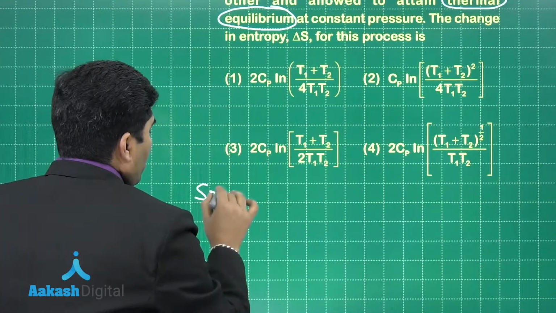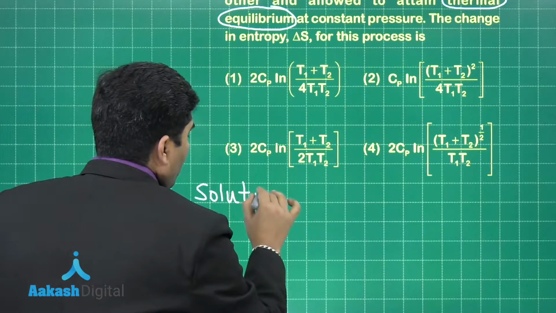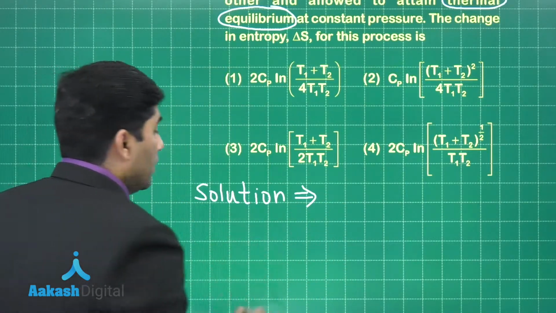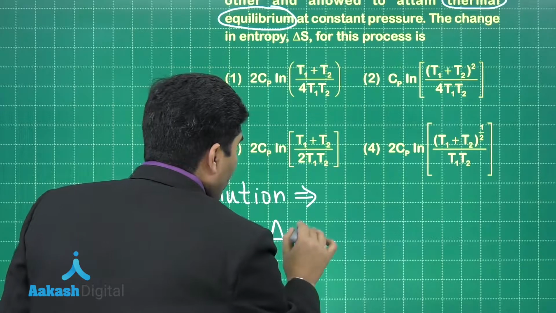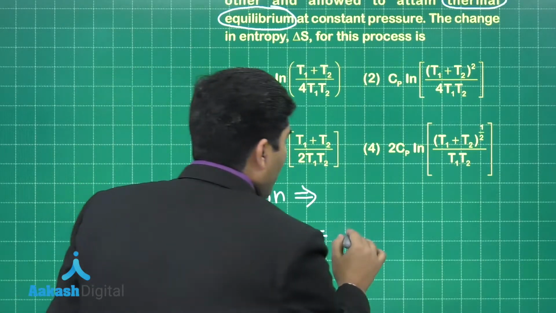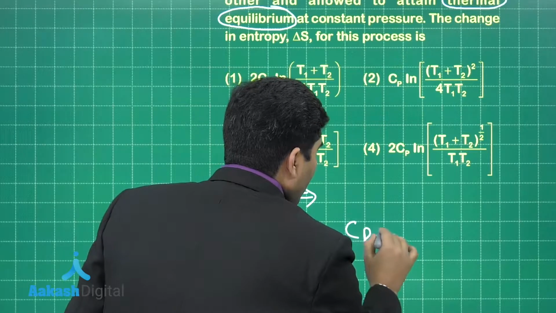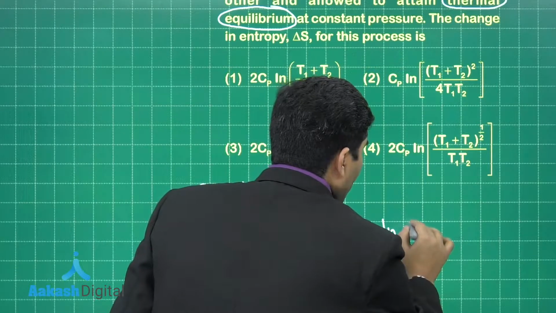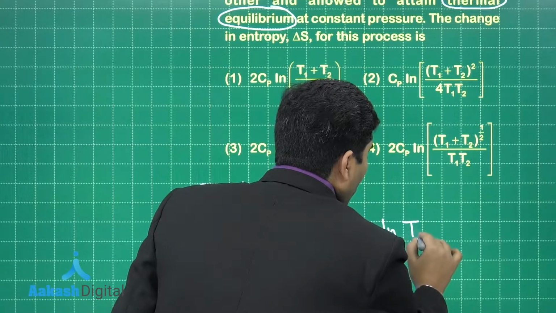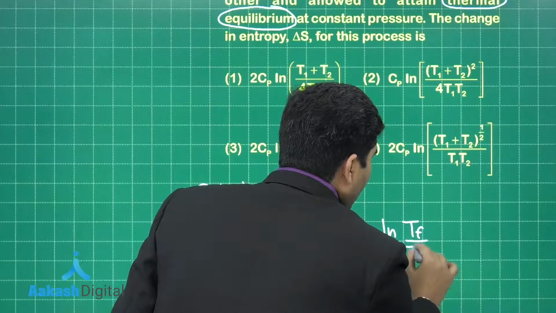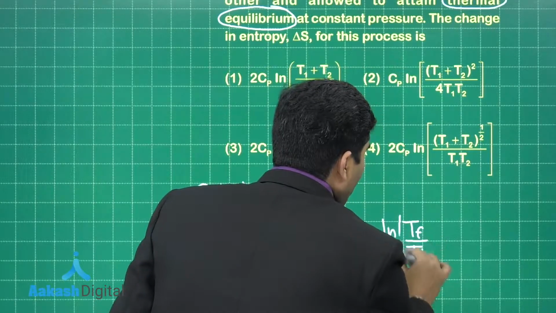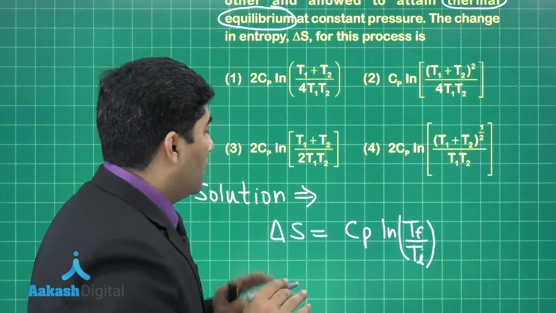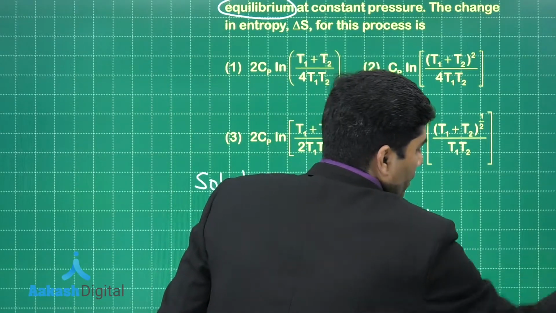The solution will be: now we know that the change in entropy delta S is equal to Cp ln T final upon T initial, right? So this is the formula of the entropy change when temperature is changing.